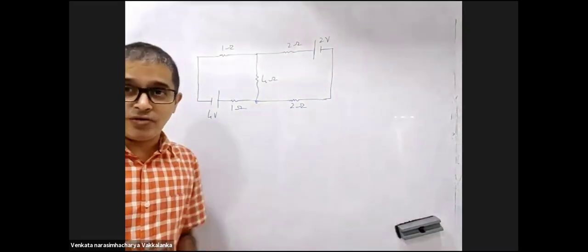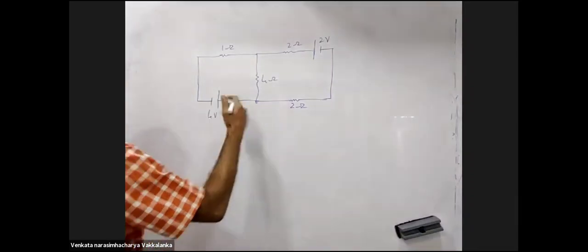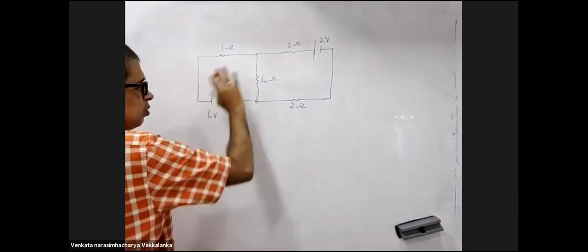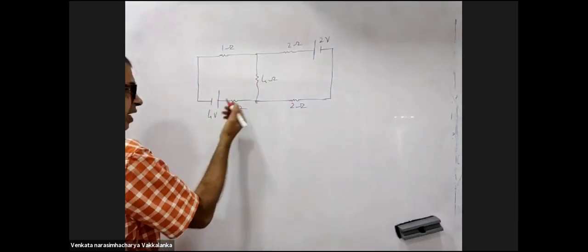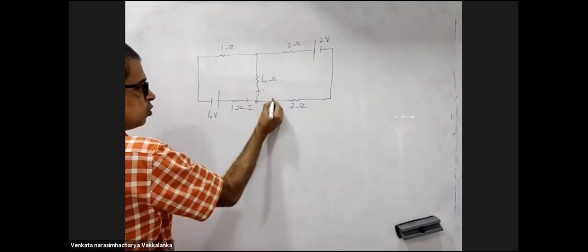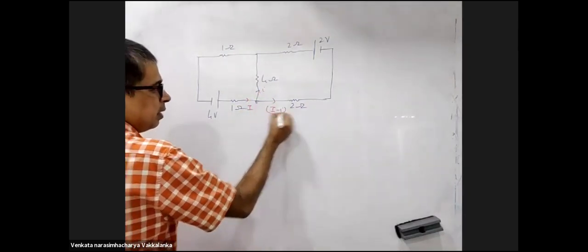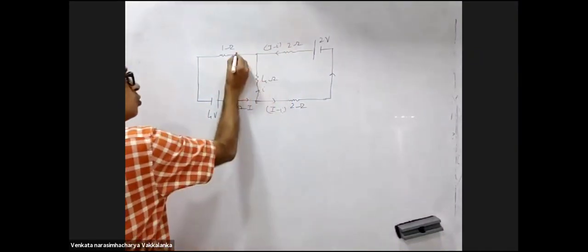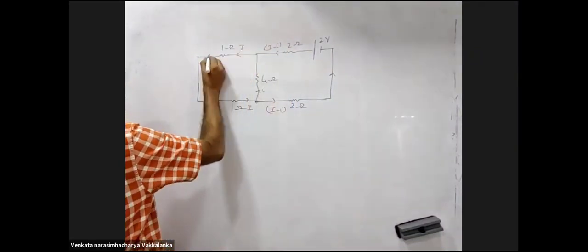Firstly, Kirchhoff's law. Start from anywhere. Don't tell me the 4 volts battery is sending current. Nobody knows which is dominating what. But yet, if you are comfortable, start from here. This is capital I, this is small i, capital I minus small i. This is capital I minus small i. This will become capital I.